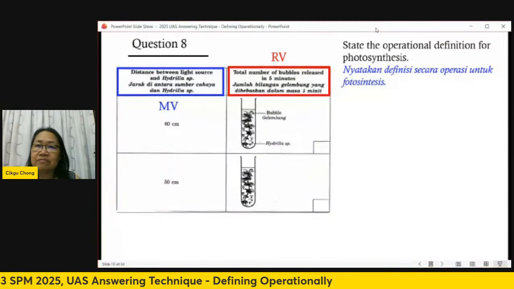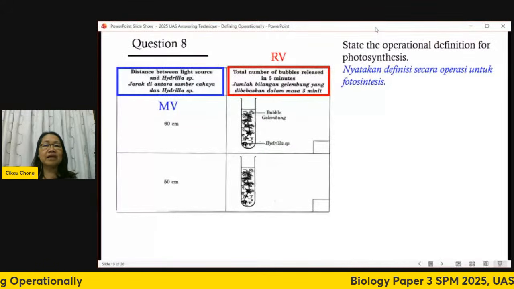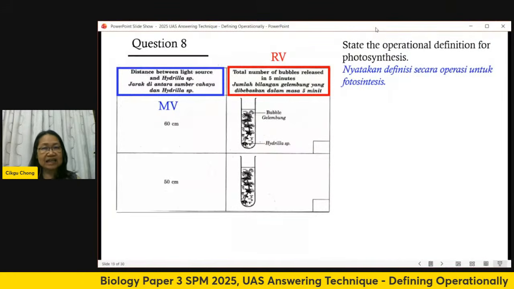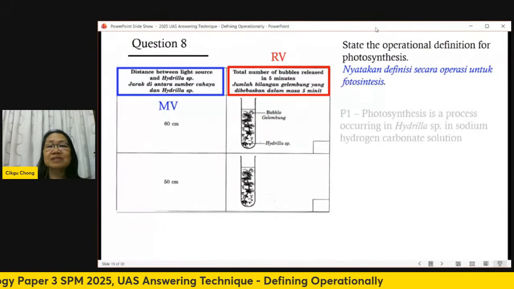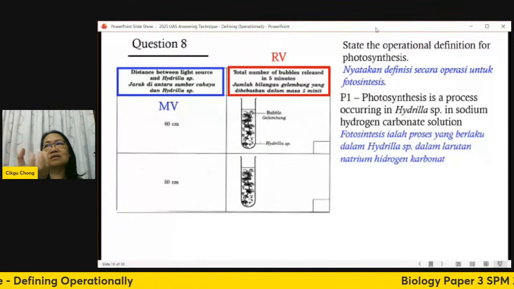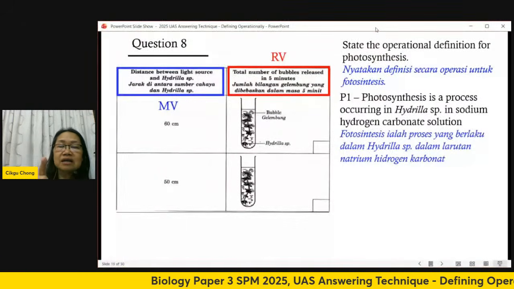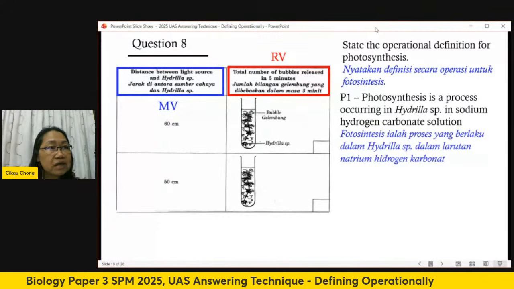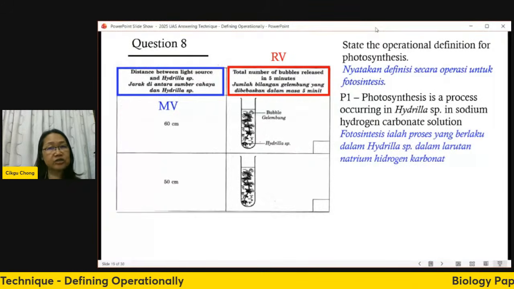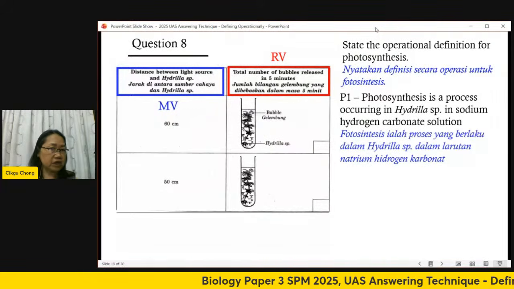Define operationally photosynthesis. So what is photosynthesis based on this experiment? You must start with the first point: photosynthesis is what? Photosynthesis is a process. It is not a value, it is not an object. It is a process occurring in Hydrilla species, so you write the name of this plant. It is a process that happens in Hydrilla species in sodium hydrogen carbonate solution. You provided that also in the experiment.